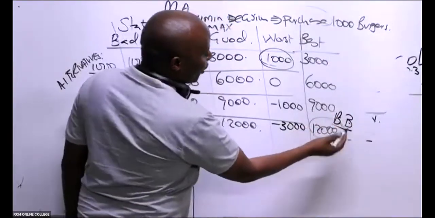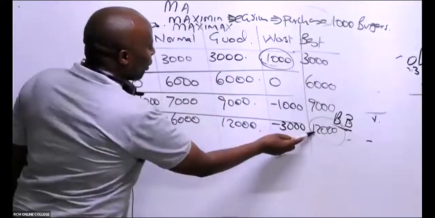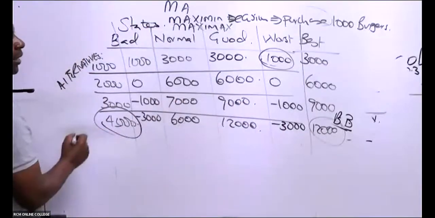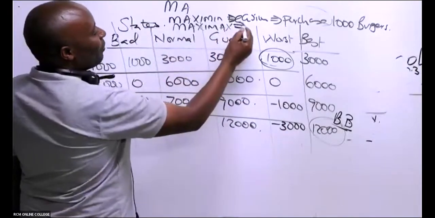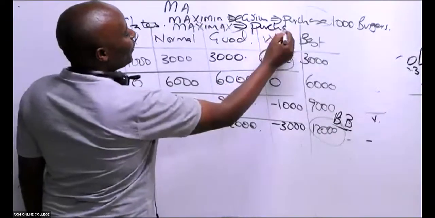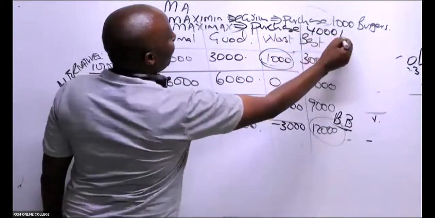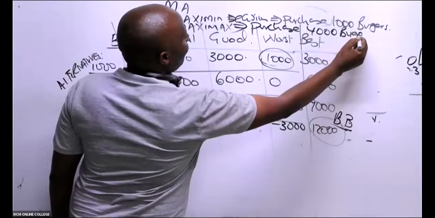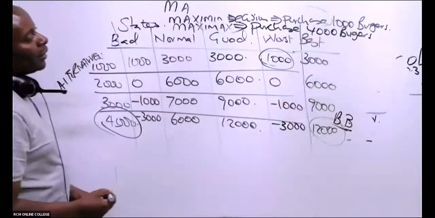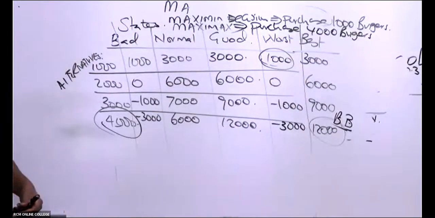So, if you have advised this 12,000 is the best of the best, the corresponding quantity here is what we recommend. So maxi-maxi, purchase how many? Purchase 4,000 burgers. Purchase 4,000 burgers, like that. That's maxi-maxi. And then now we have the very last one.